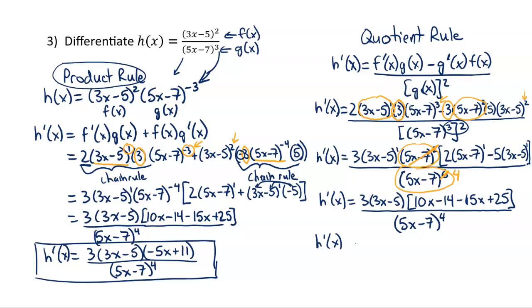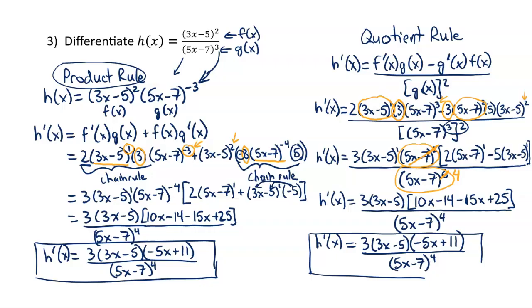Now I'm just going to collect the like terms in the square brackets and write those out in round brackets. Again, the only reason I had the square brackets was just to make it easier to see. But now that it's simplified, I don't need them anymore. So negative 5x plus 11 all over (5x minus 7) to the power of 4. And that's the exact same answer as we had on the left side.